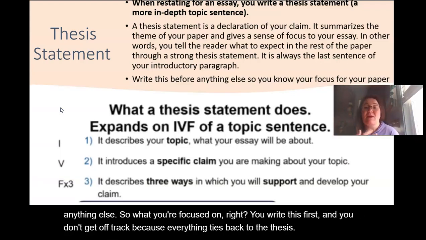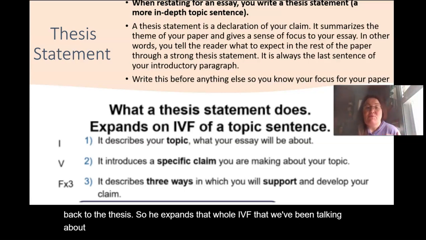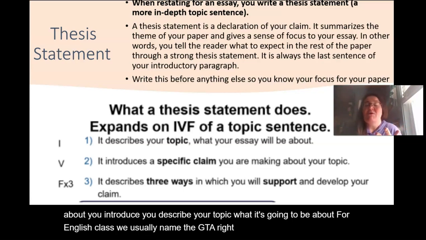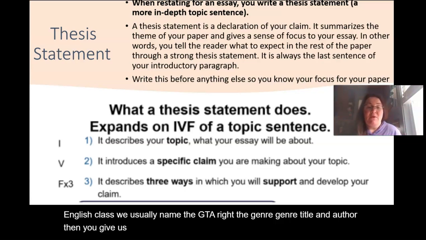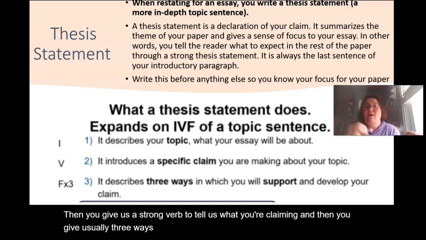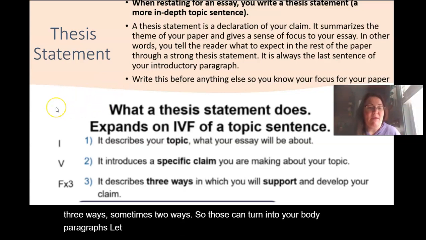So it expands that whole IVF that we've been talking about. First, you describe your topic, what it's going to be about. For English class, we usually name the GTA, right? The genre, title, and author. Then you give us a strong verb to tell us what you're claiming. And then you give usually 3 ways, sometimes 2 ways, so those can turn into your body paragraphs. Let me show you what I mean.